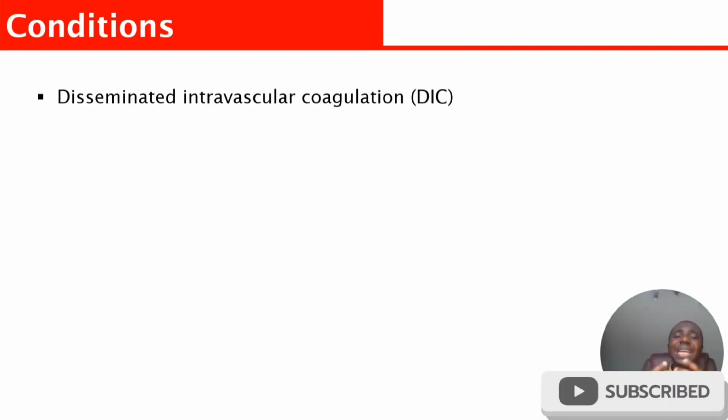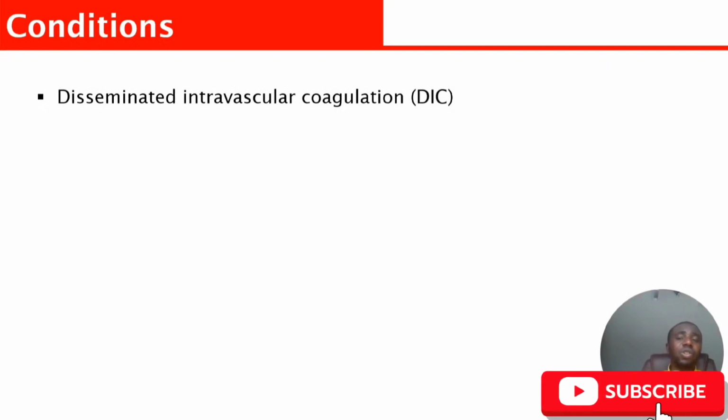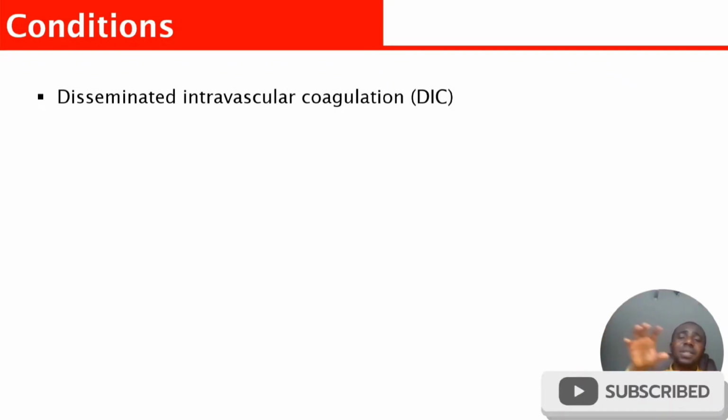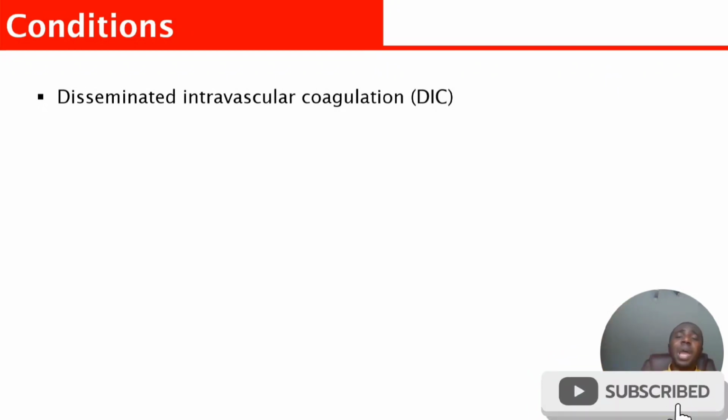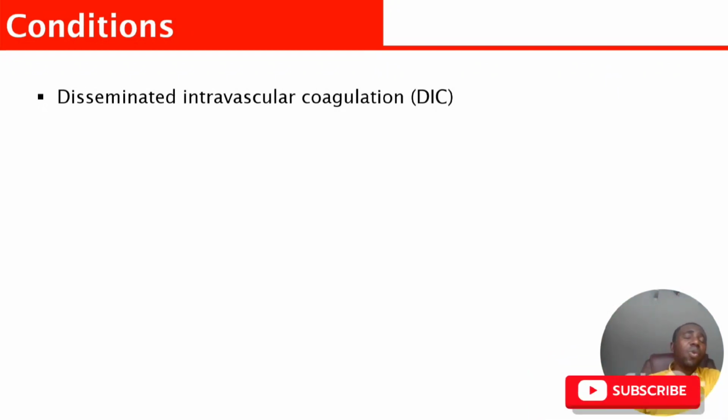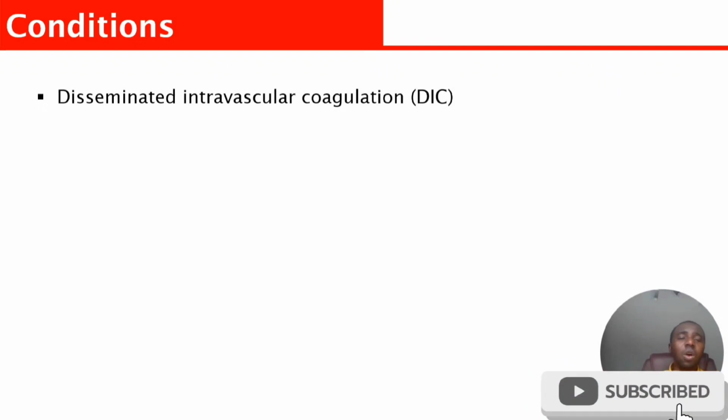You can have disseminated intravascular coagulation. This is where there can be clotting in the system. What it means is that clotting in the system will be chopping up a lot of platelets, and when you analyze the patient's blood, you are going to see a low platelet count.